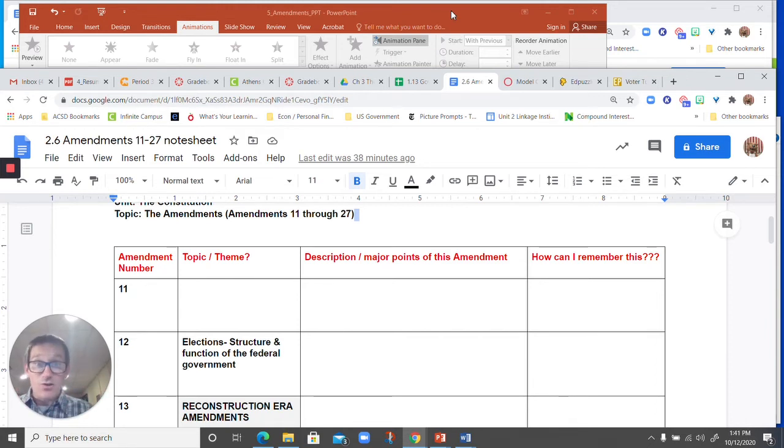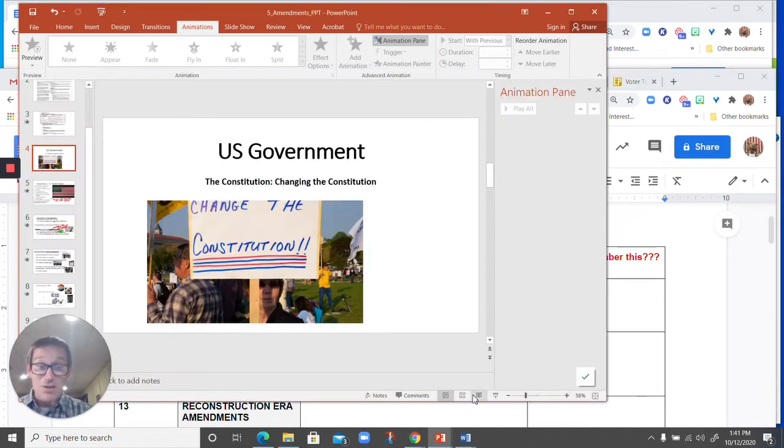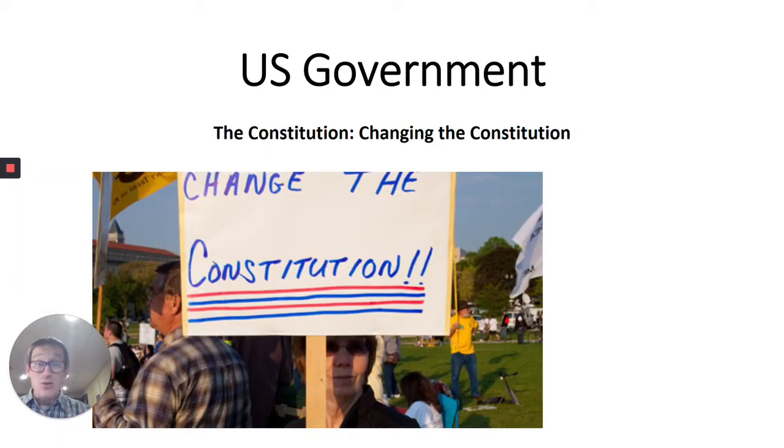Now, we are just under 2 minutes in, and here's the goal. In just under a half hour, I'm hoping that we can run through all 27 of these amendments that have been passed, again, over the last 230 years of U.S. history. So here we go.